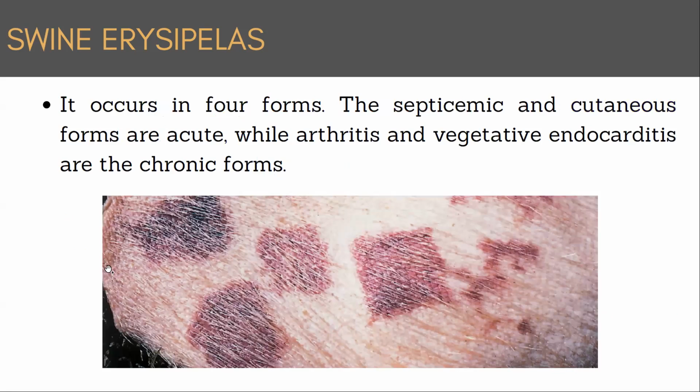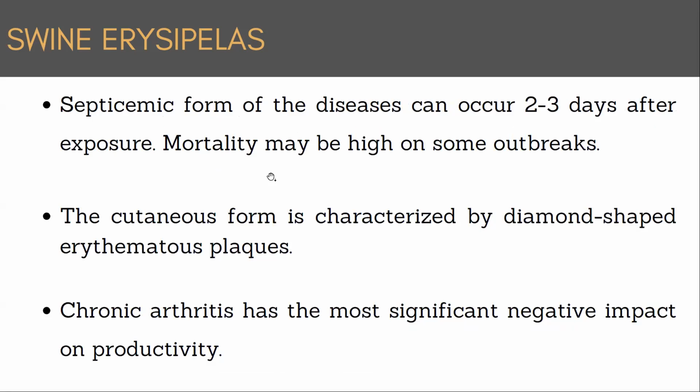So, swine erysipelas occurs in 4 forms. So, first, the septicemic and cutaneous forms are acute. So, nagpo-form sila ng smooth colonies, and arthritis and vegetative endocarditis as the chronic form, which produces rough colonies kapag in-isolate mo na yung bacteria. So, septicemic form of the disease can occur 2 to 3 days after exposure. Mortality may be high on some outbreaks.